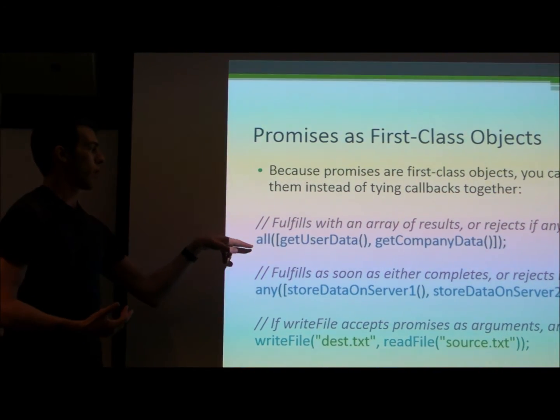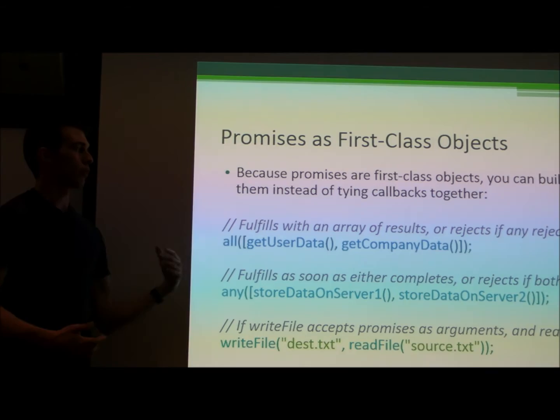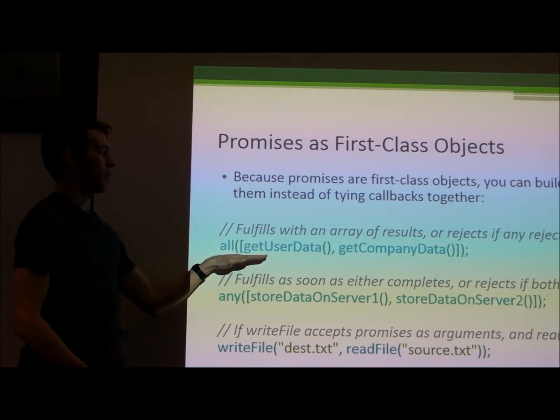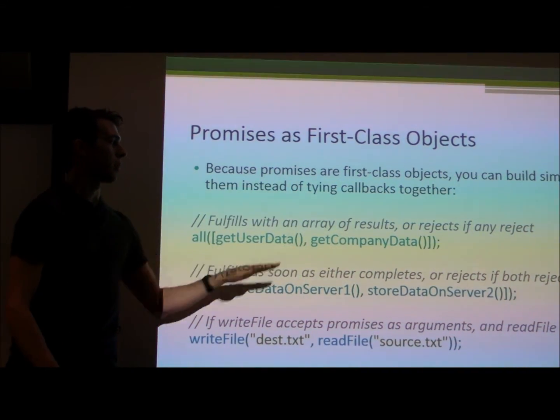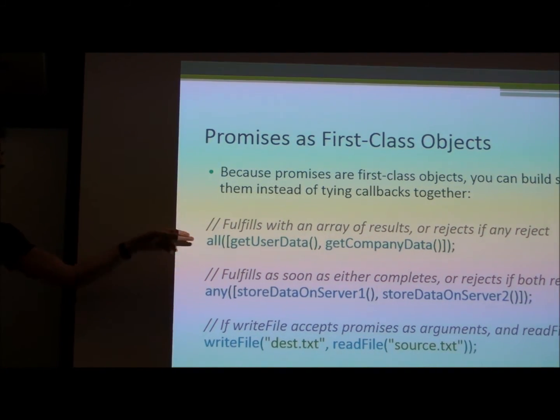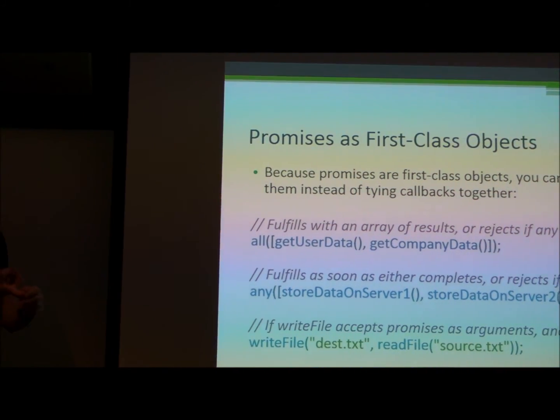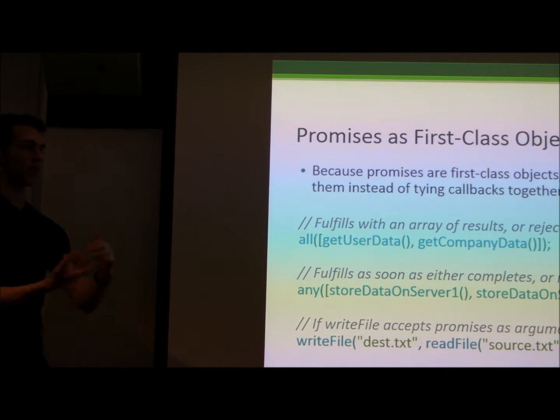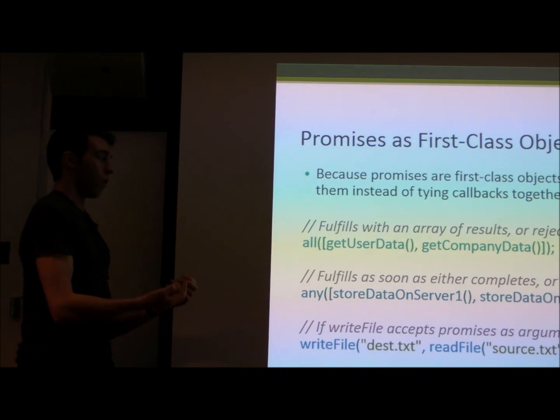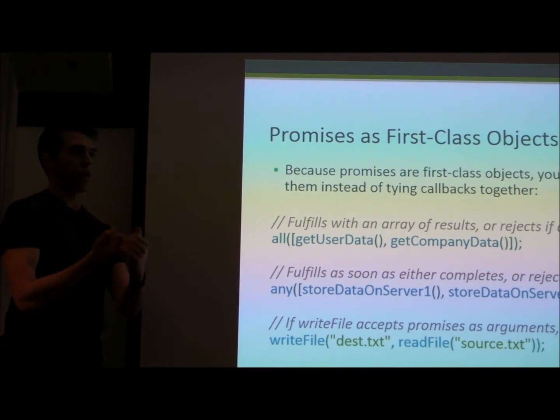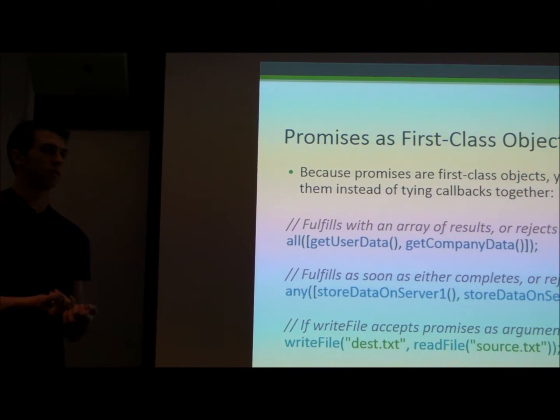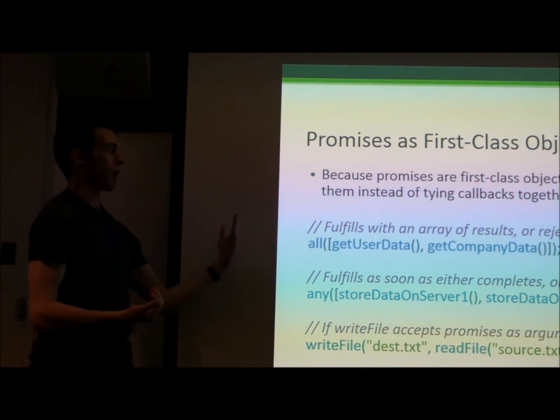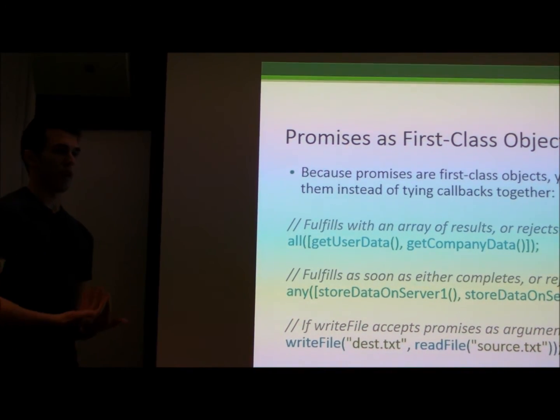It fulfills with an array of the results, or it rejects if any of these reject. So if get user data returns a promise, and get company data returns a promise, all will create a new promise, and will fulfill it with an array if both of them succeed. It'll say, oh, here's the user data, here's the company data. Or it'll give you the rejection reason for whichever of them failed first. So that's just one example of a combinator that you can create now that you have access to this idea of first-class computation.